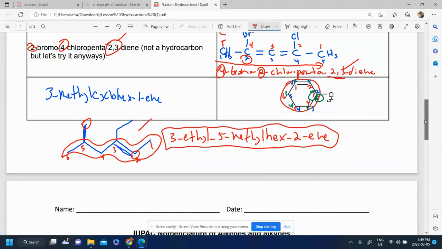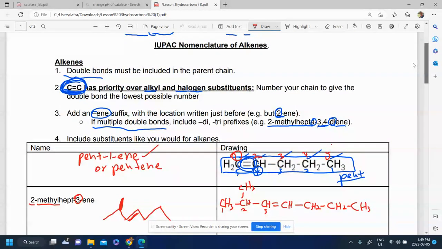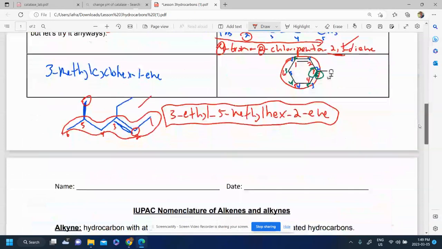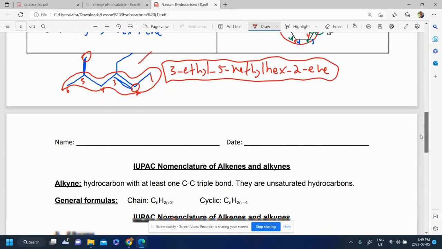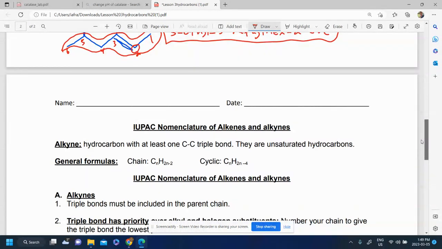So now you've seen a variety of examples for naming and drawing alkenes. You're encouraged to try more practice problems. The more you do, the more mistakes you'll make, and the more you'll know where not to make mistakes. In the next video, we're going to try to name and draw alkynes, which are very similar, except they contain a triple bond and end in -yne. So notice all the rules are extremely similar to each other, just some minor tweaks here and there to accommodate for the different functional group.